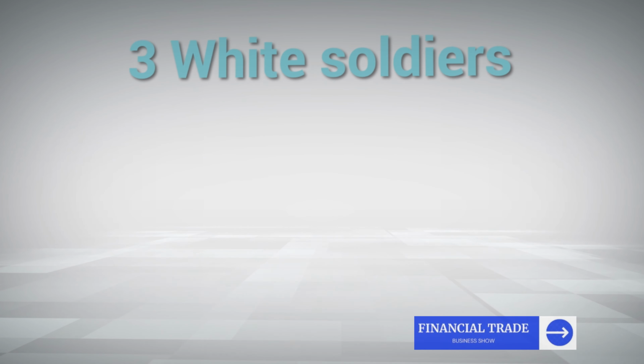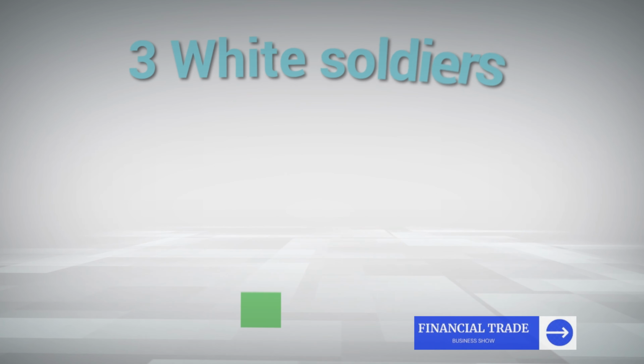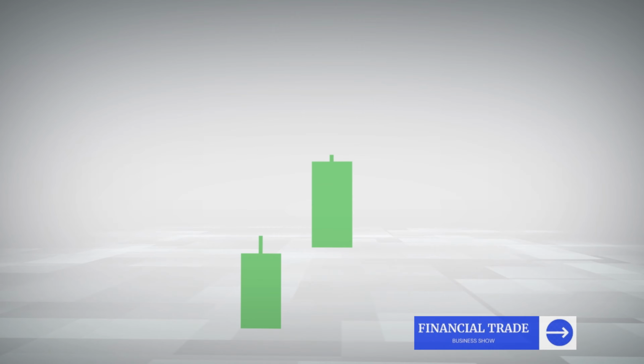3 white soldiers. This is a 3 candlestick reversal pattern that indicates only a bullish trend. All 3 candles are green, with the second one closing above the closing price of the first candlestick, and the third one closing above the closing price of the second candlestick.